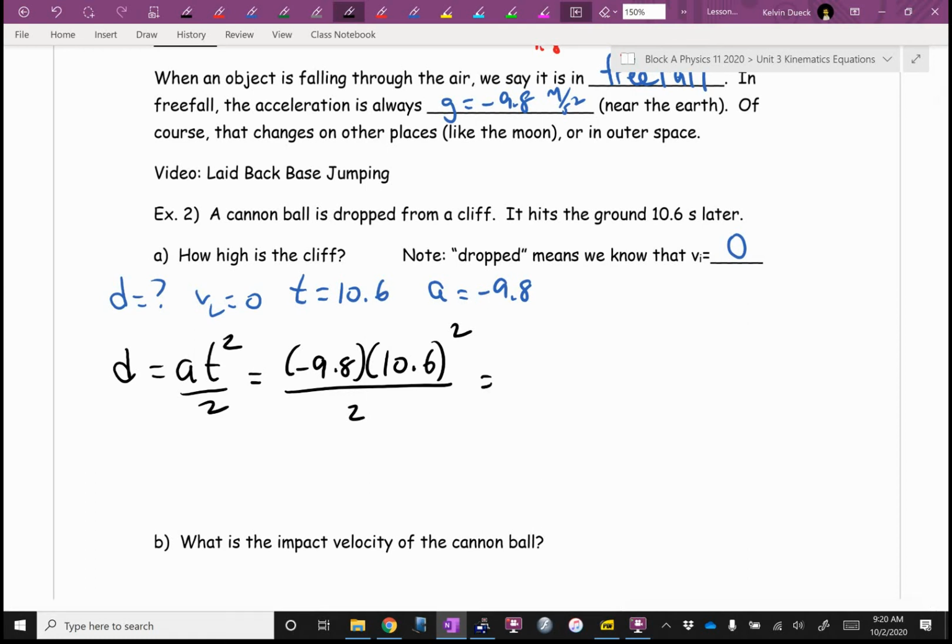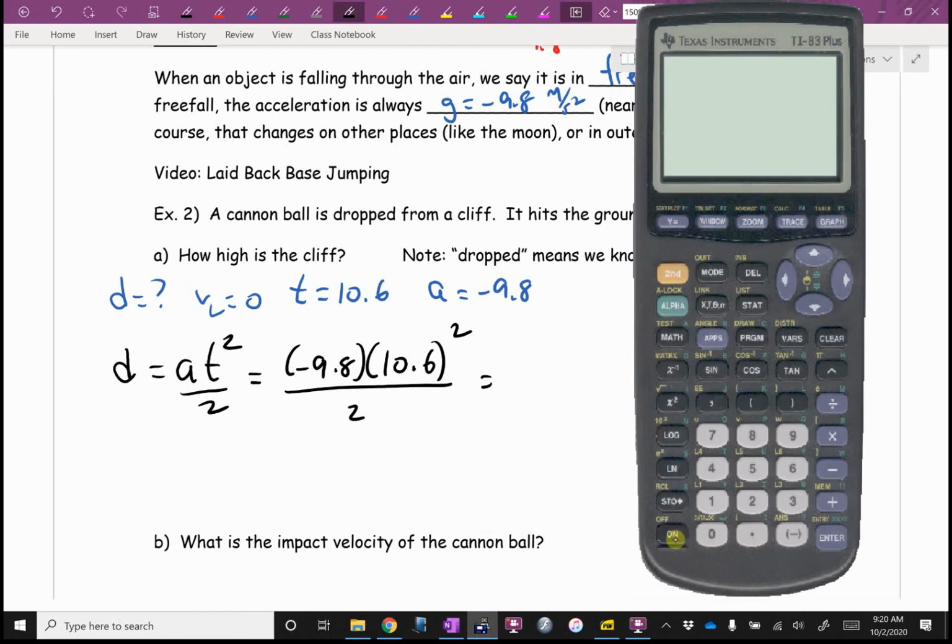Wait, oh, my answer looks a little bit weird, Mr. Dewick. Max, what's a bit weird about your answer? And that's because we haven't found a distance. We found a displacement. Did we end up above or below from where we started? The universe is saying, based on what you've told me, you better have ended up below from where you started. And we have.